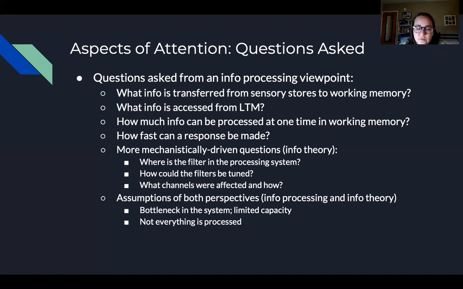And so the combination of both an information processing perspective, which looks more at the level of cognitive function, and the information theory perspective, which again takes a more mechanistic approach, both of these theories assume that there's a limitation to our processing capacity somewhere along the line in the system. And so we can't process an unlimited amount of information. A common metaphor that comes out of this is the bottleneck, right?